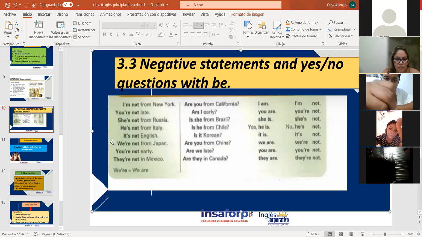Let's get started. Ahorita solo vamos a practicar con esta parte. Let me have Stephanie, please, read number one and number two. I'm not from New York. You're not late. Thank you. Luis Salazar, 3 and 4. He's not from Russia. He's not from Italy. Excellent. Eric Castellón. And let me see, 5 and 6. It's not English. We are not from Japan. That's correct. Thank you. Zachild, 7, 8.